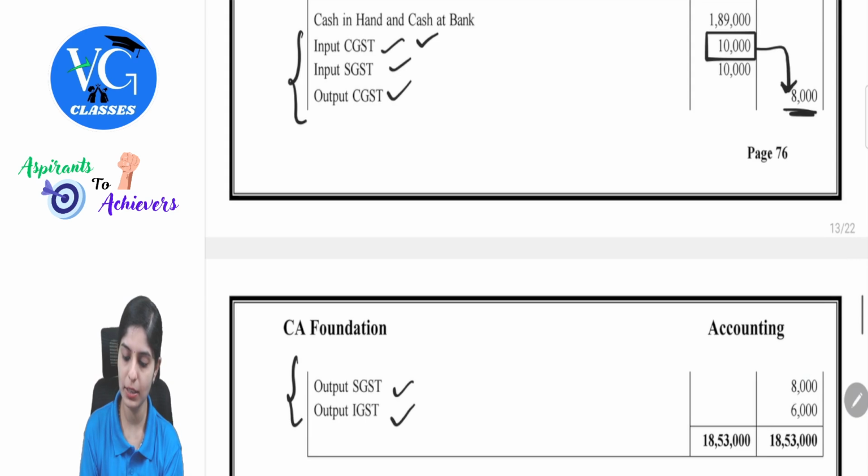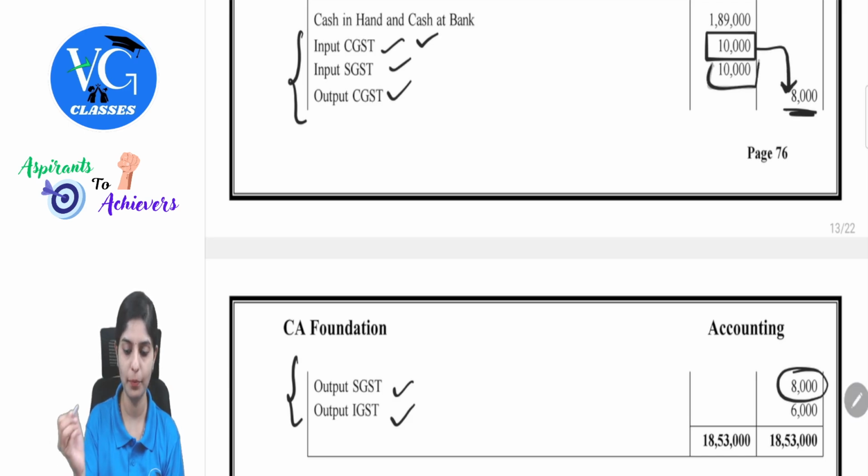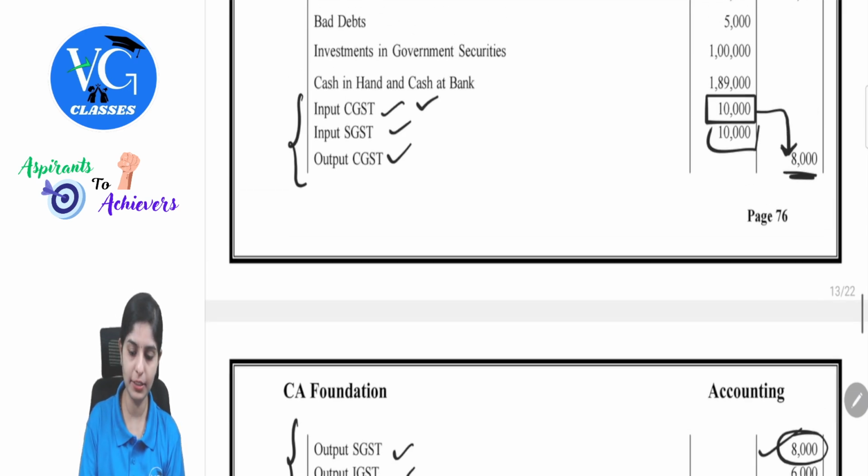Next, similar to my output SGST. My output SGST balance is just 8,000. Output SGST can be set off with only input SGST, and if there is any IGST balance, that can be utilized. So do I have any SGST balances? Yes. Again, that is available at 10,000. So this 10,000 can also be utilized for paying this 8,000. Clear with this? Yes. Now if you observe, after setting off, input CGST still has 2,000 left and input SGST still has 2,000 left.